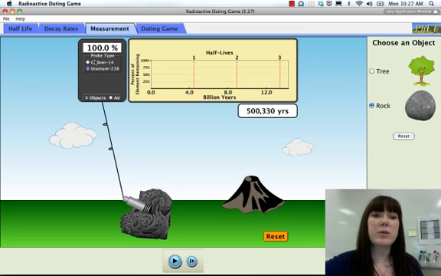So on the left up here, you can see that I've chosen uranium-238 because the carbon-14 is only in things that were once living, and this rock is not living. So, and this is our little probe here.